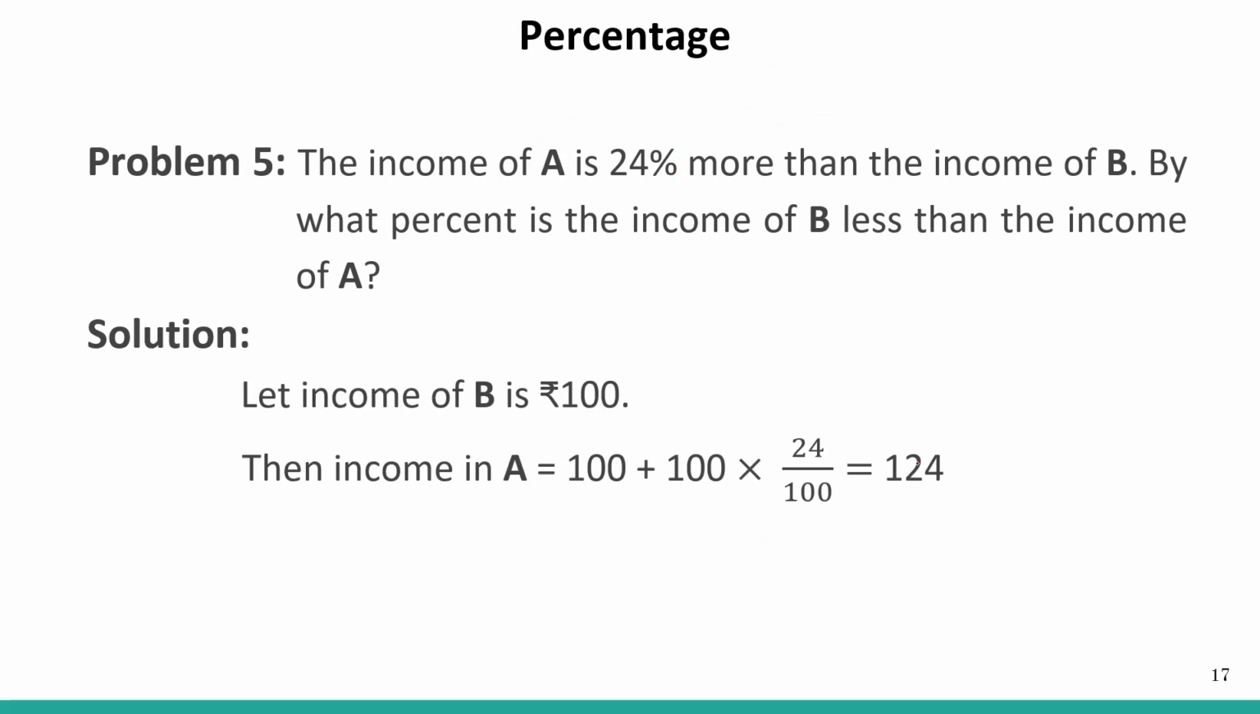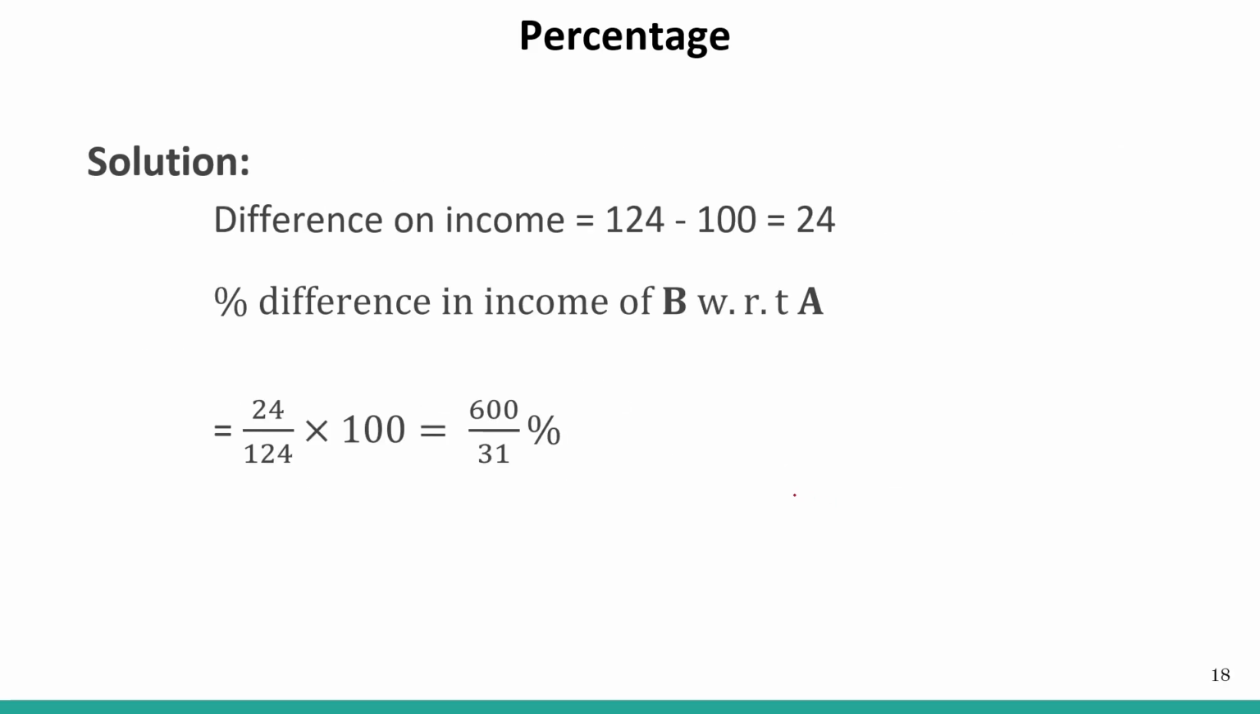So let's see, let the income of B be 100. So the income of A is equal to 100 plus 100 into 24 by 100, which is equal to 124. So the difference in income is equal to 24. So the difference in income of B with respect to A is equal to 24 by 124. So it will be 600 by 31 percent.